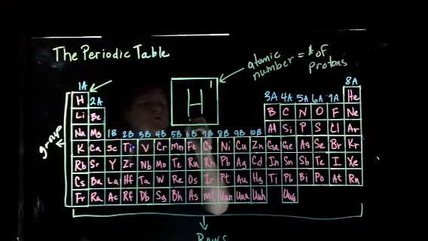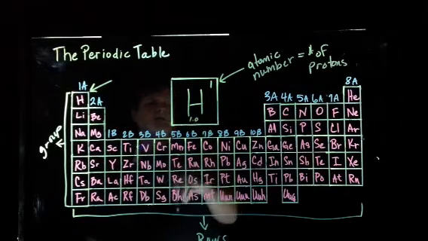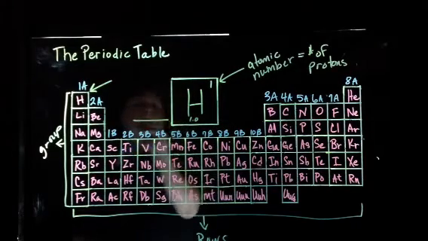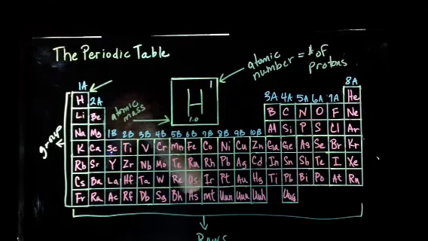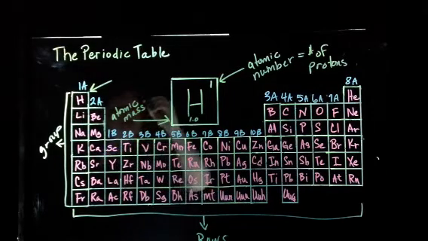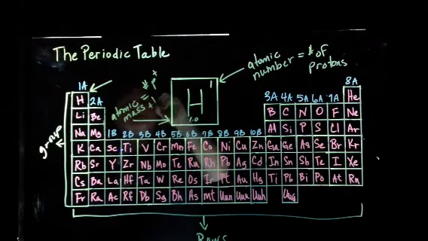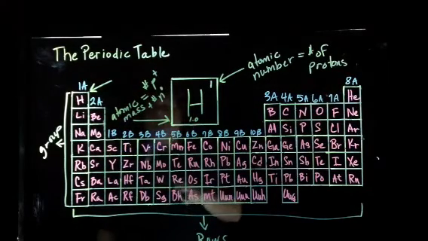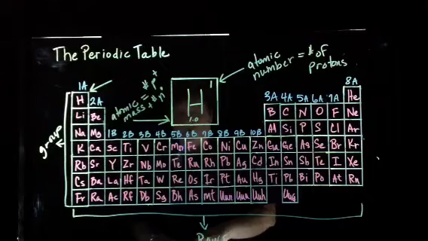Now down here we will have something called the atomic mass, and here you'll see that for hydrogen, the atomic mass is 1. And the atomic mass is equal to the number of protons plus the number of neutrons within the nucleus of an element. So that kind of gives you an idea of the periodic table.